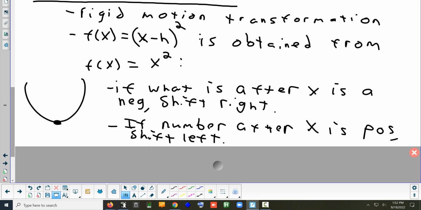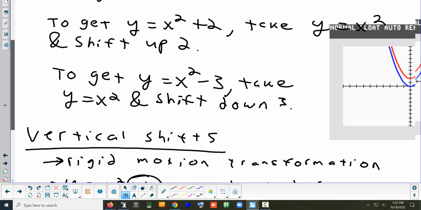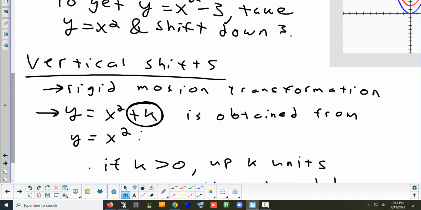Someone remind me again, what did we call that point that's at the bottom of the parabola, or it could be the top if you flip it? Yeah, go ahead, Ron. Vertex. That's the vertex. So when you put a number here, you're shifting the whole parabola left and right, including the vertex. When you put a number here, you're shifting the entire parabola, including the vertex, up or down.